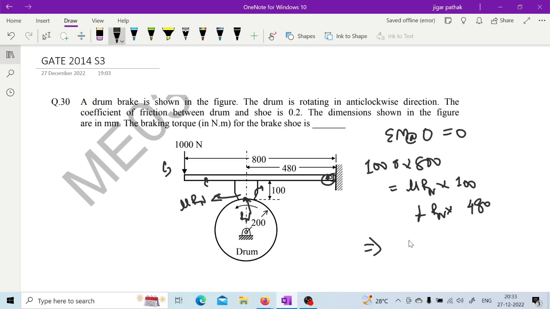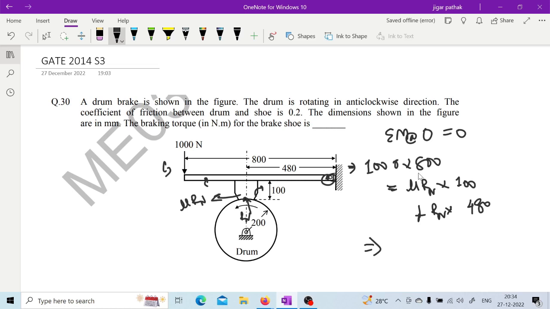So mu Rn into 100 will be minus, no, sir? No, mu Rn into 100 is also plus, because I have taken both the forces on the opposite side of this anti-clockwise moment. So I have equated this anti-clockwise moment to both these clockwise moments. Are you getting this?